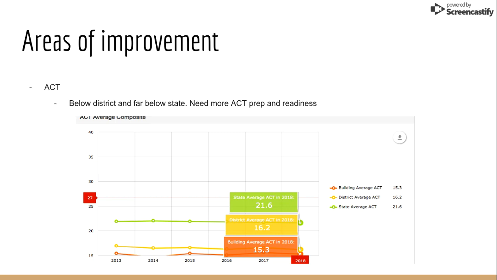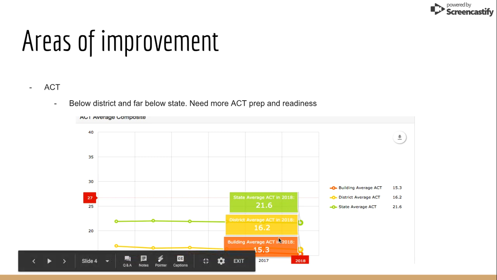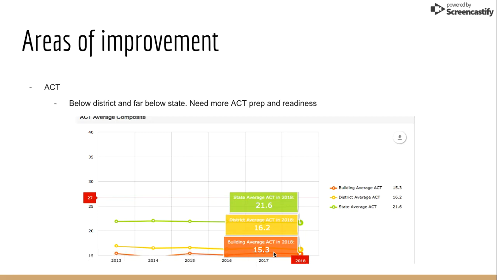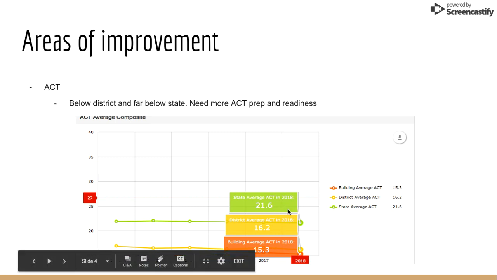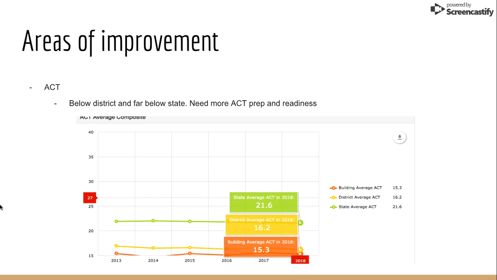For this school, there are some glaring weaknesses and areas of improvement. So far, I've seen the ACT scores being the main concern for me. We can see that they're below the district. They're coming in around 15.3 on their average ACT score, and the district's around 16.2, which is far, far below the 21.6 set for the state of Kansas. And then, being this far below, this is something I really want to stress on how we can improve.